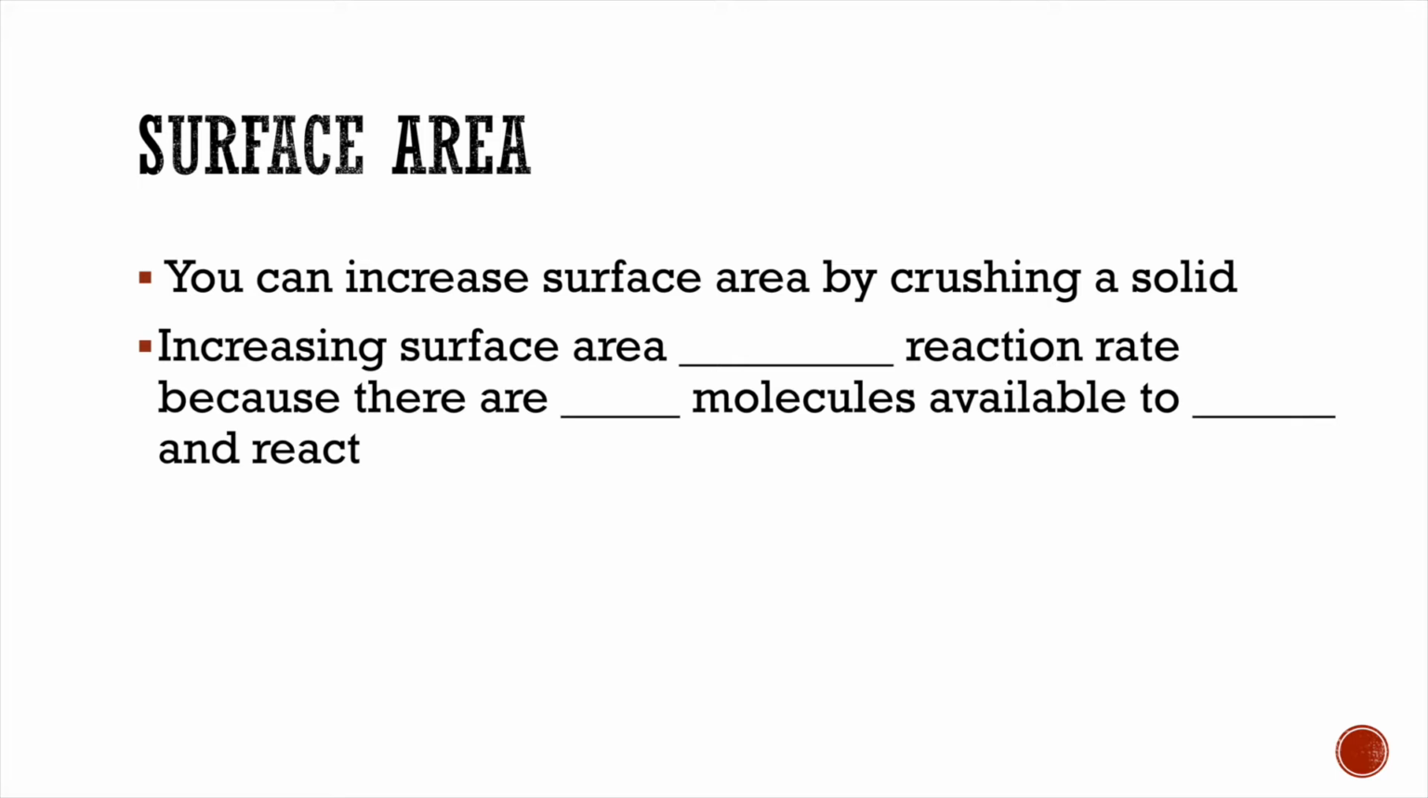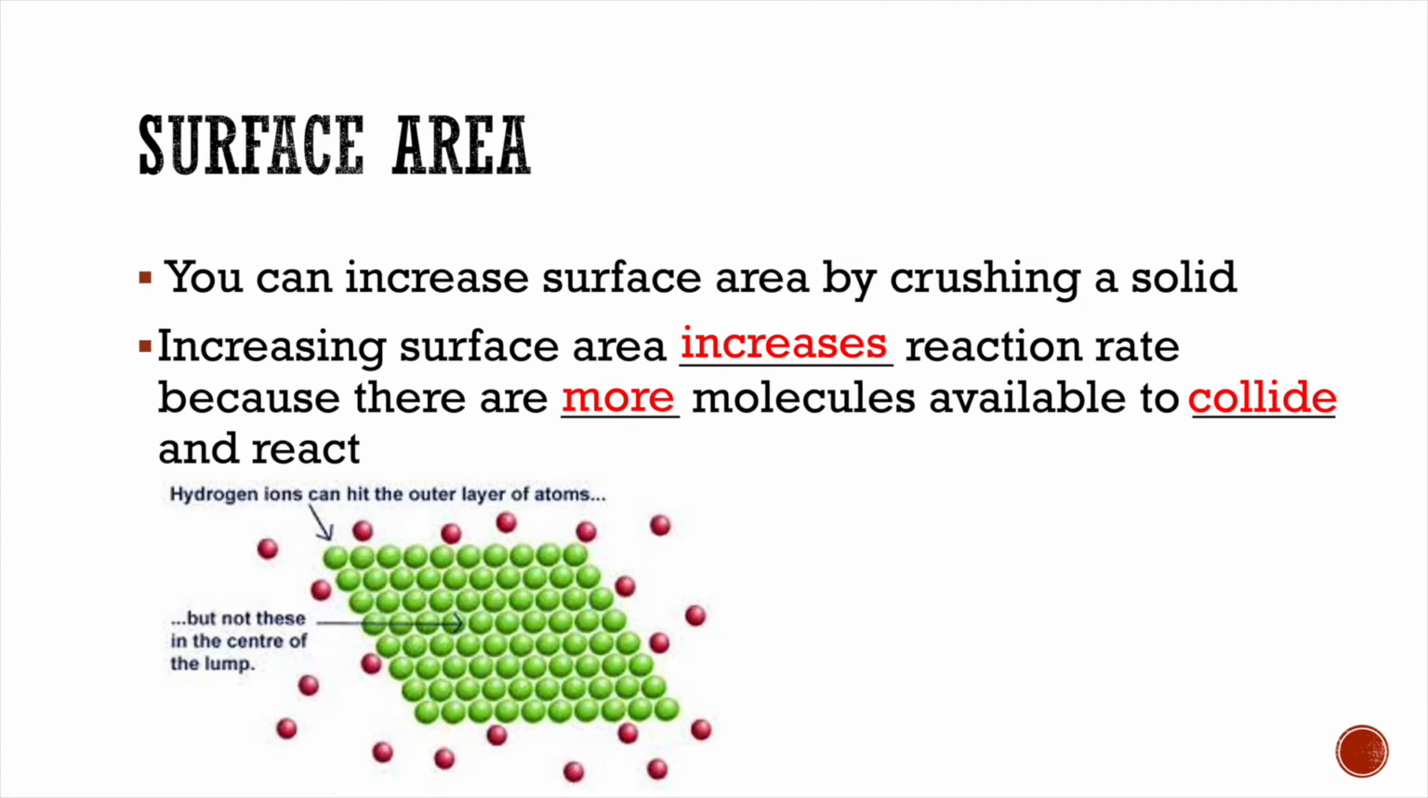So you can increase surface area by crushing a solid. The least amount of surface area is, say, a sugar cube, whereas the most amount of surface area is when you have powdered sugar. Increasing surface area is going to increase reaction rate because there are more molecules available to collide. Thinking about it this way, this is our sugar cube. The hydrogen ions on the outside, those red particles, can only react with the particles on the very outside of this molecule. The ones on the inside of the clump here, those are protected.